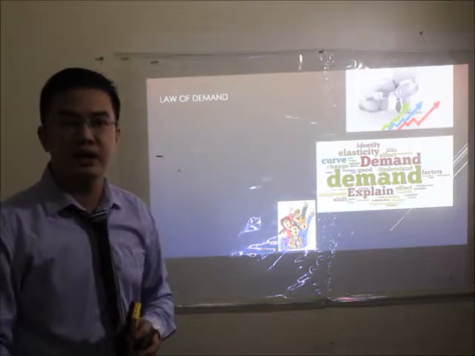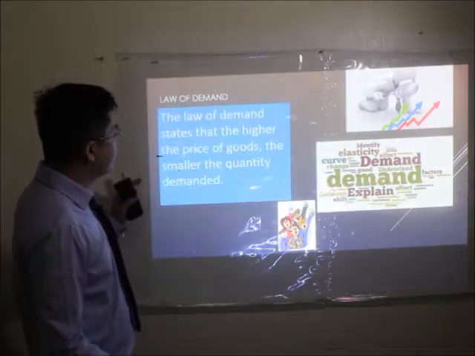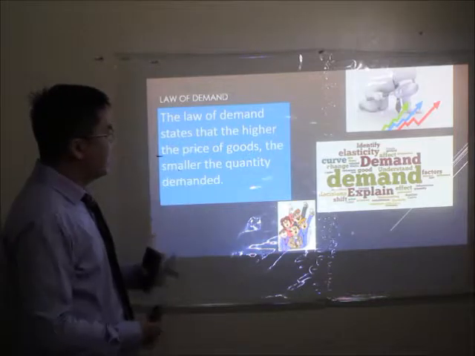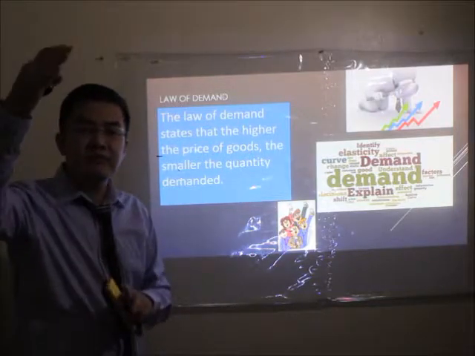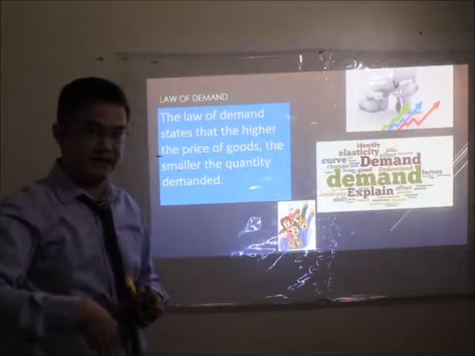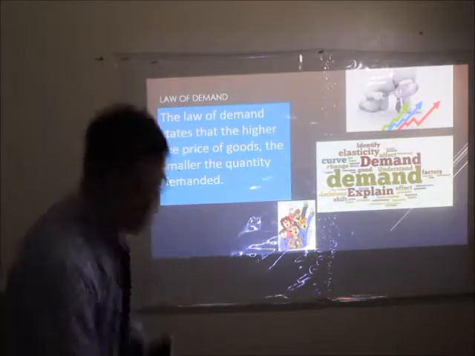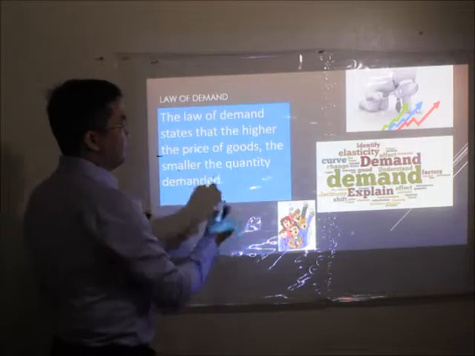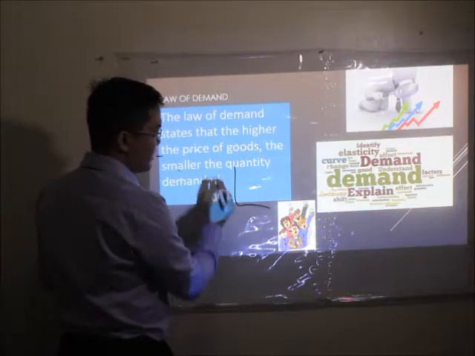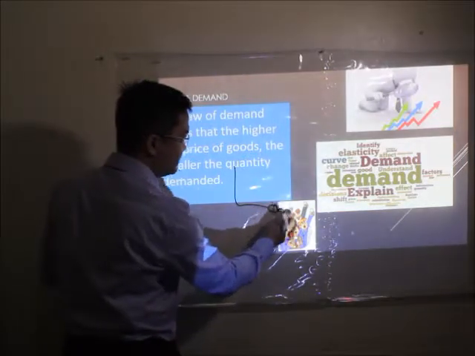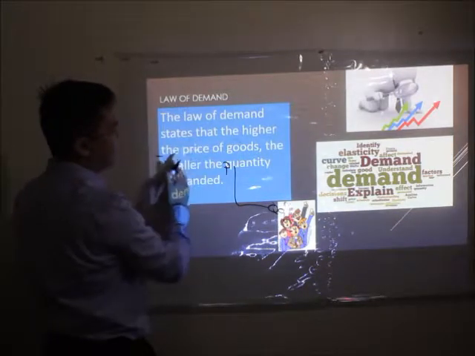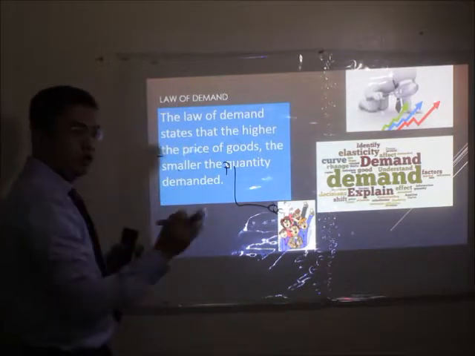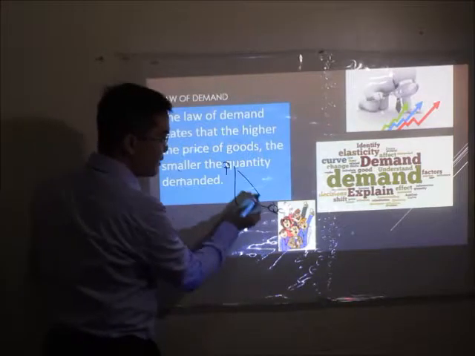This is very important in our discussion. So, technically, the law of demand states that the higher the price of a certain good or commodity, the demand for that good decreases. If we're going to graph this, we're going to create a graph. Okay, this is the graph, the quantity demanded and the price. Remember, the law of demand states that the higher the price of goods, the smaller the quantity. We're going to graph like this.